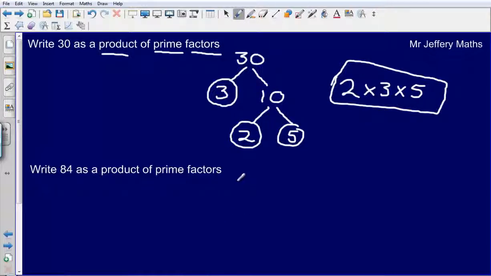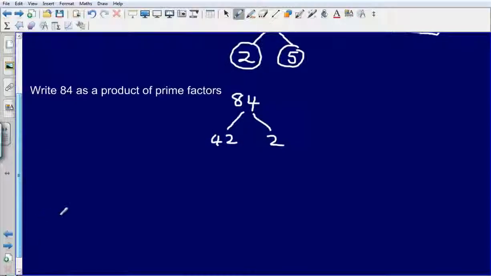Next one, write 84 as a product of prime factors. So if I write out the number 84, then what two numbers can multiply together to make 84? I could start off by saying that 42 times 2 gives me 84. Then, 2 is a prime number.